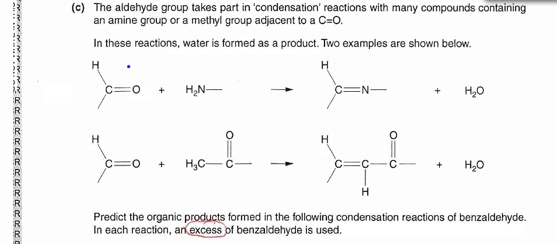Part C then gives you 2 reaction schemes. Now, these 2 schemes, just having a look at them, what actually happens, because if you get a question like this, you've got to go and really look carefully and be sure you know how these schemes are working before you go into the rest of the question. So it takes part in condensation reactions, which means that we're going to be losing water, and it says that it will happen with an amine group or a methyl group. So here are 2 examples, and they've got to be adjacent to a C double bond O. So water is formed as a product, and it's got these 2 examples.